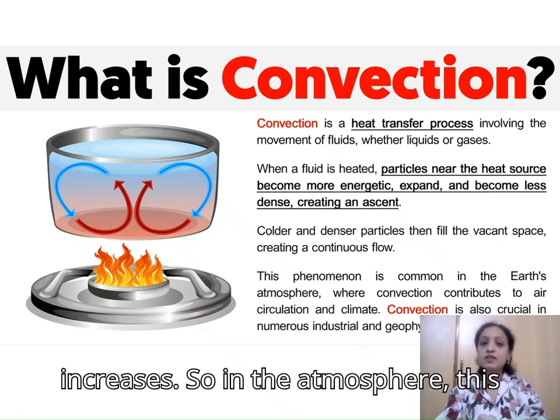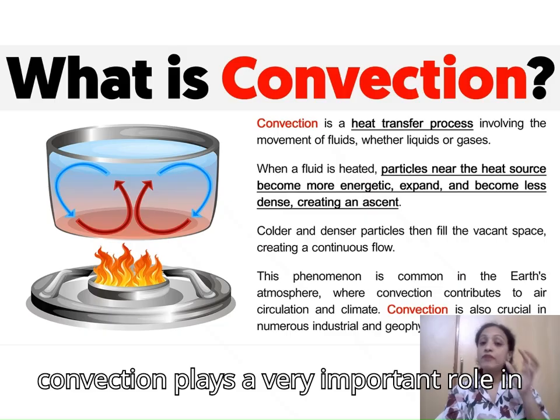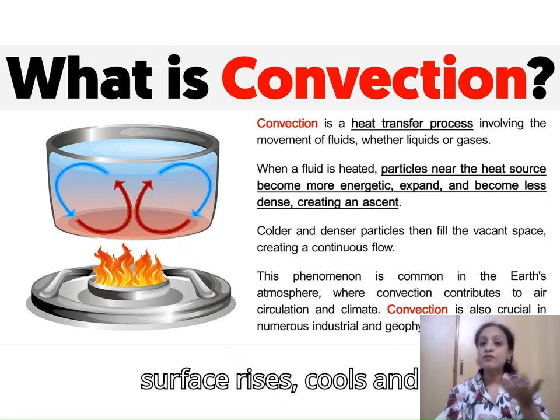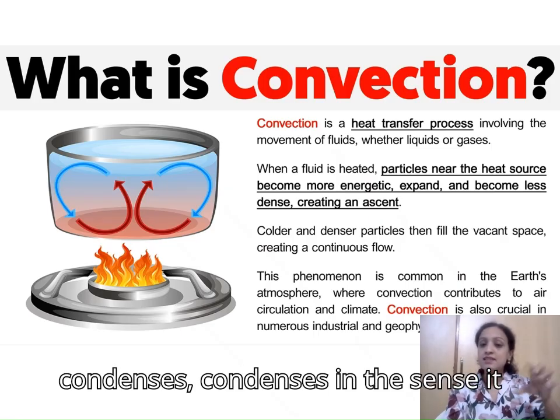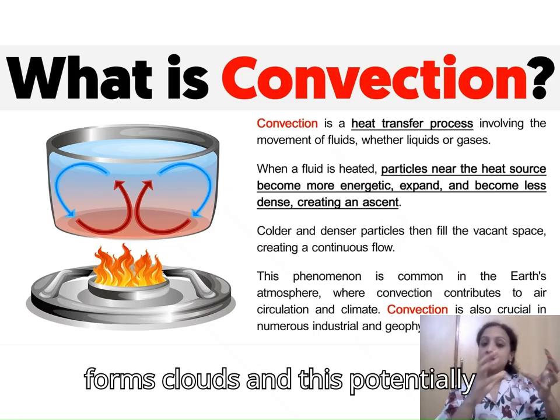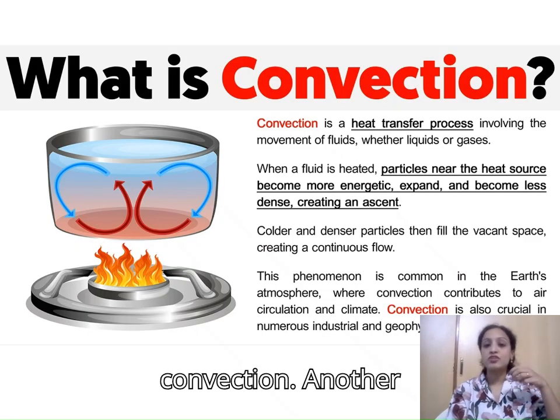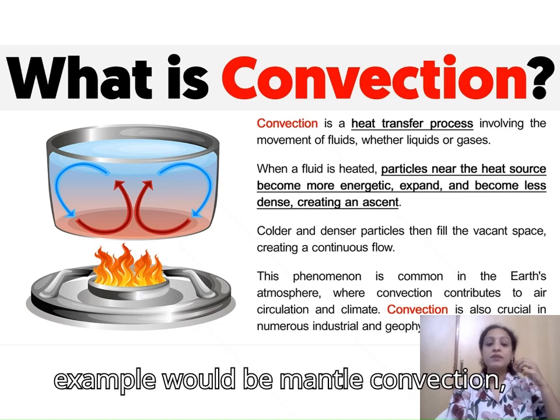In the atmosphere, convection plays a very important role in weather patterns. When air near the surface rises, cools, and condenses, it forms clouds, and this potentially leads to rainfall. So this is one example of convection. Another example would be mantle convection.